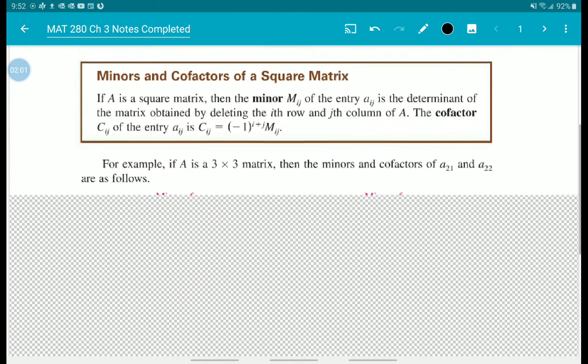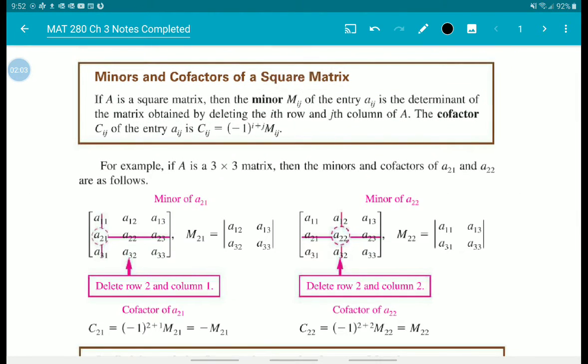So when we talk about determinants of anything that's bigger than a 2 by 2, we get into this idea of minors and cofactors. So to find a determinant, first off, you have to have a square matrix. Determinants of non-square matrices just don't exist. So we have to have a square matrix. The minor of a particular entry is determined by deleting that row and that column. So let's say we want to find the minor of A21. A21 is in the second row, first column. So here's your second row, first column entry.